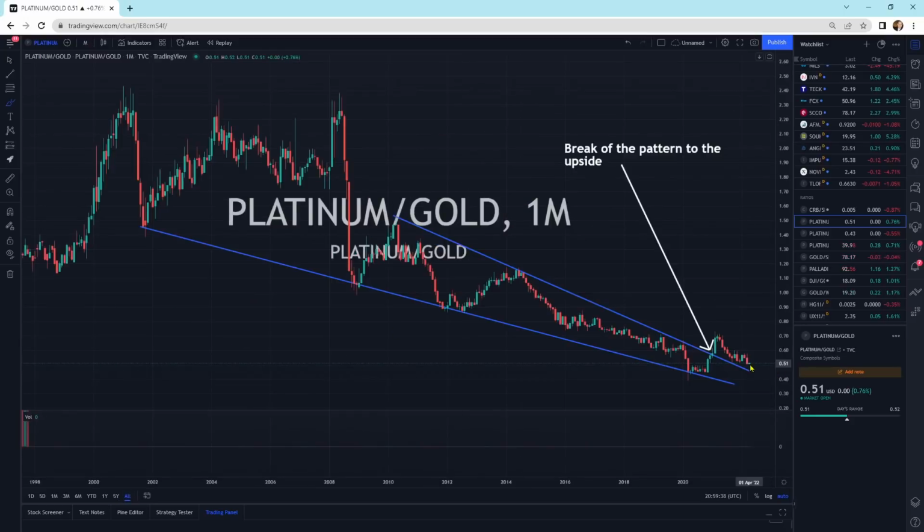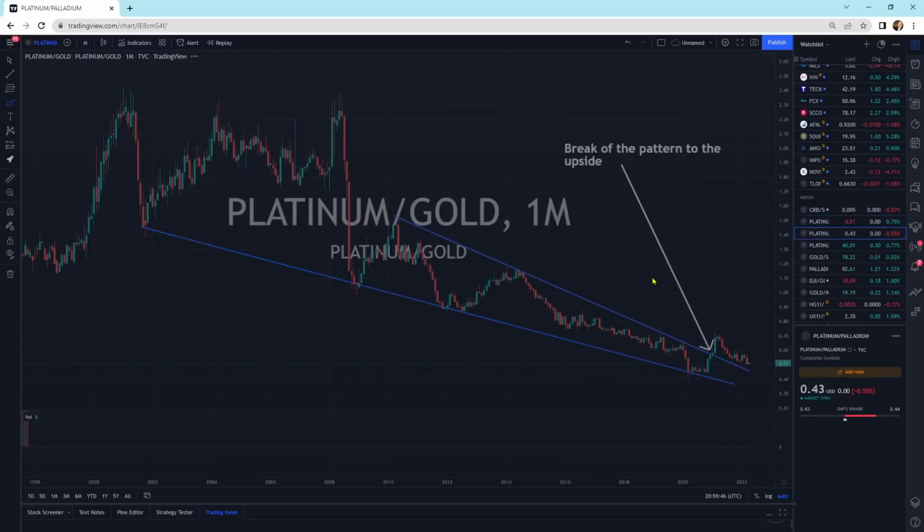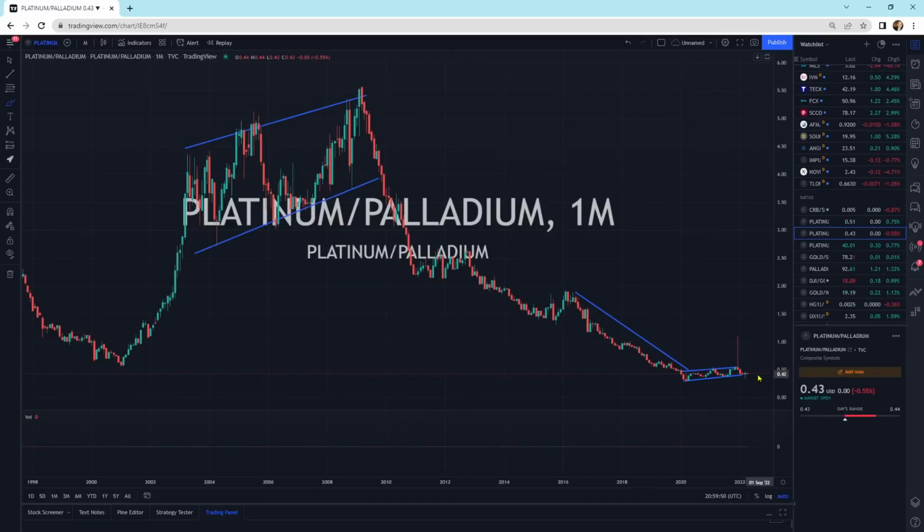We're coming back to do a retest, maybe not the longest, biggest of our life, but a retest. And I like it here for platinum. Platinum to palladium ratio, ultra cheap, 0.43.